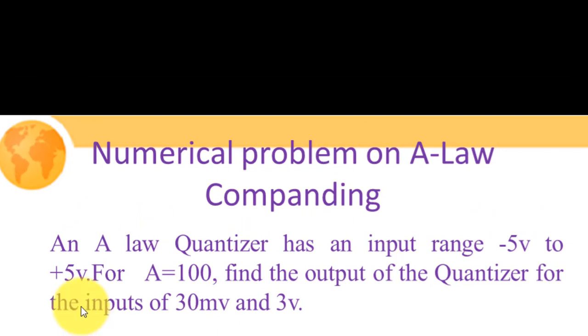The question says an A-law quantizer or compressor has an input range of -5 volt to +5 volt. For A equal to 100, find the output of the quantizer for inputs of 30 millivolt and 3 volt. So the compressor's minimum and maximum amplitude values are given as -5 volt and +5 volt. The value of A is also given, it is equal to 100. We need to find the quantizer output for the given inputs, and those inputs are 30 millivolt and 3 volt.